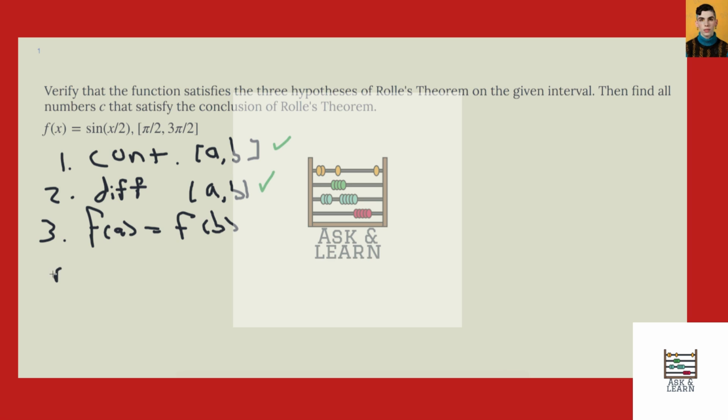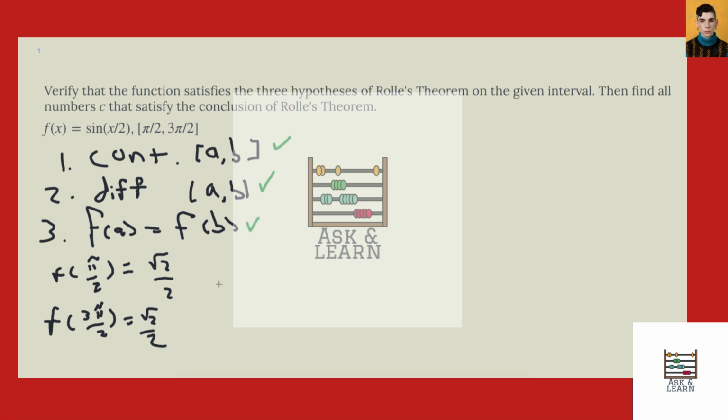So if we plug in the value f of pi over 2 into our function sine of x over 2, we actually get root 2 over 2. And if you do it again for 3 pi over 2, you also get root 2 over 2. So we know that this last condition is also satisfied.